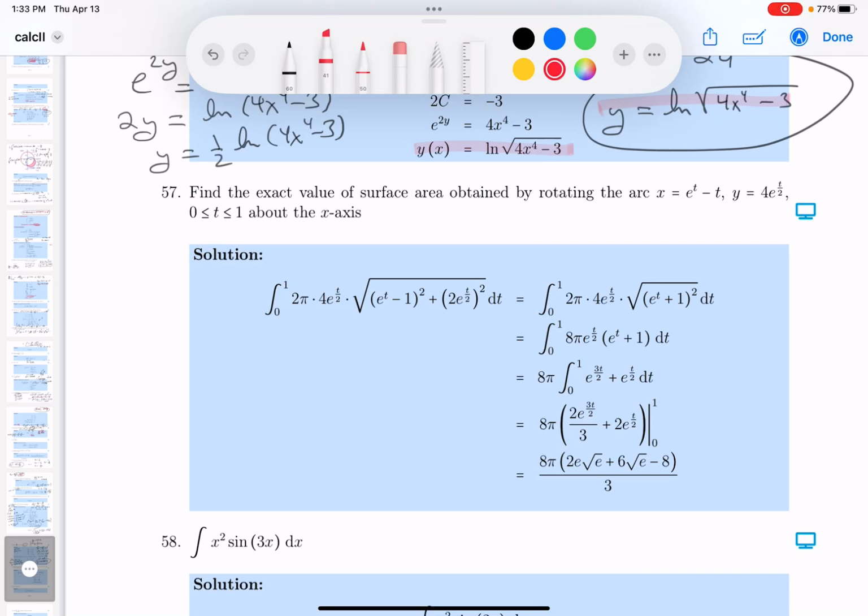Okay, so for number 57, I'm reading, it says find the exact value of the surface area obtained by rotating the arc. It's given parametrically. They tell me what x is in terms of t and what y is in terms of t. They tell me it's between 0 and 1 for the t and about the x-axis.